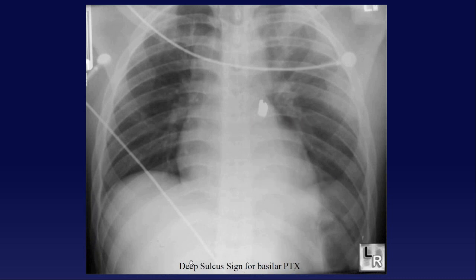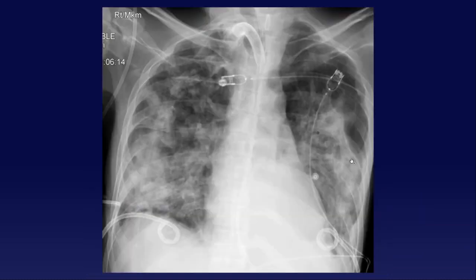Oh, okay. Deep sulcus sign, I've got it right here for you. See all this lucency down here? That's very concerning for a basilar pneumothorax in a supine patient, because when someone's lying down, remember air is not very heavy and not very dense, and it goes to the top of a cavity. So when someone's lying down, this will be the highest portion of their body, supine. So the air will collect there. Okay, this is an example of the deep sulcus sign for basilar pneumothorax.